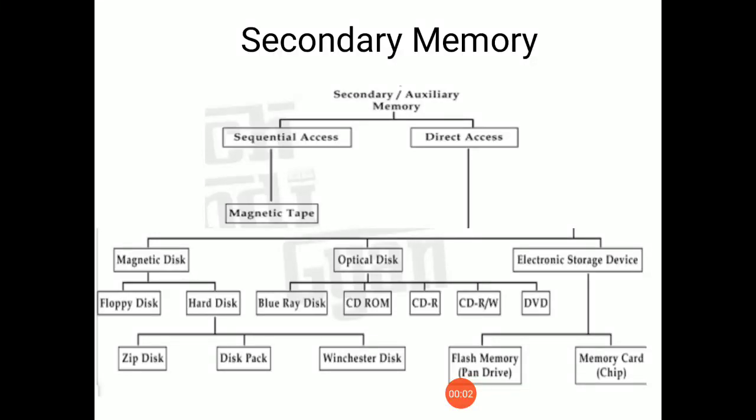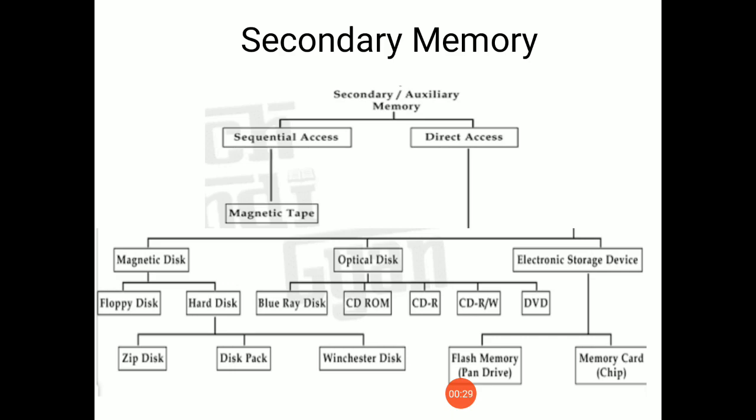Hello everyone. In today's class, I will be discussing secondary memory and its types. Secondary memory is also known as external memory, storage memory, auxiliary memory, or backup memory. It is used for storing data and instructions permanently.